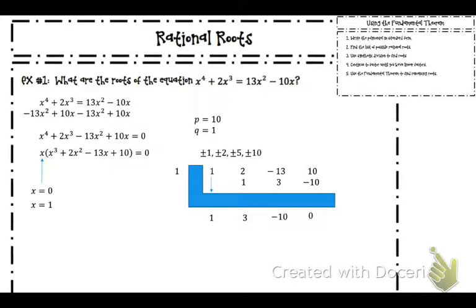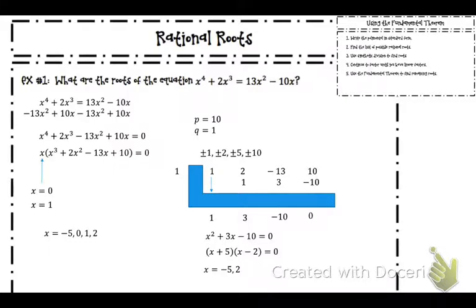Okay? Now this is x squared plus 3x minus 10. Then we're just going to factor this. That factors down to x plus 5, x minus 2. So that's x equals negative 5 and x equals 2. We have all 4 roots there, so we're good. So we have x equals negative 5, x equals 0, x equals 1, x equals 2. That's all. We don't have to find the remaining roots because we already found all 4 of our roots.